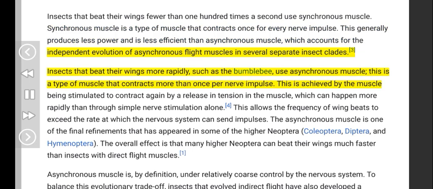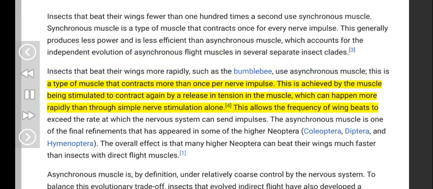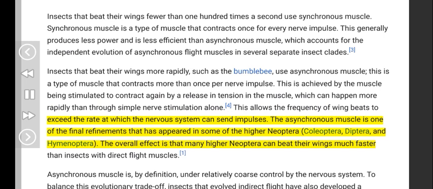Insects that beat their wings more rapidly, such as the bumblebee, use asynchronous muscle. This is a type of muscle that contracts more than once per nerve impulse. This is achieved by the muscle being stimulated to contract again by a release in tension in the muscle, which can happen more rapidly than through simple nerve stimulation alone. This allows the frequency of wing beats to exceed the rate at which the nervous system can send impulses. The asynchronous muscle is one of the final refinements that has appeared in some of the higher Neoptera: Coleoptera, Diptera, and Hymenoptera. The overall effect is that many higher Neoptera can beat their wings much faster than insects with direct flight muscles.